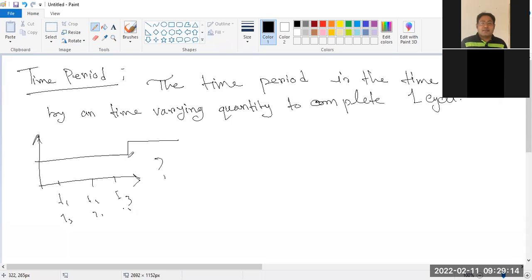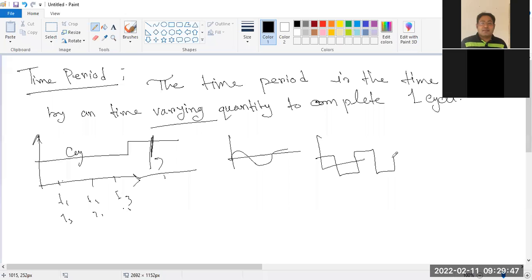Sir, no, the cycle is not completed. Yes, rather you can say there is no cycle. The signal is not repeating, meaning not time varying. If I just stop here, it is abrupt. It is not changing, it is not time varying. So there is no cycle. Cycle comes in the AC signal, so you can find this type of signal.